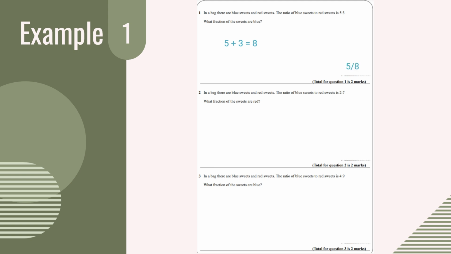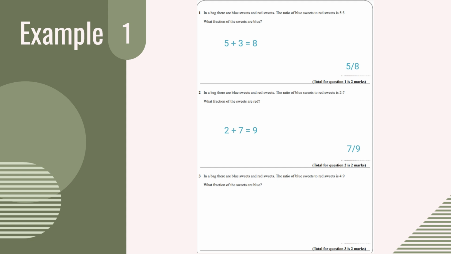In our second question, in a bag there are blue and red sweets again, and the ratio of blue sweets to red sweets this time is 2 to 7. What fraction of the sweets are red? So first we do 2 plus 7, which equals 9, and we look at our ratio again and see red is the value of 7. So final answer would be 7 over 9.